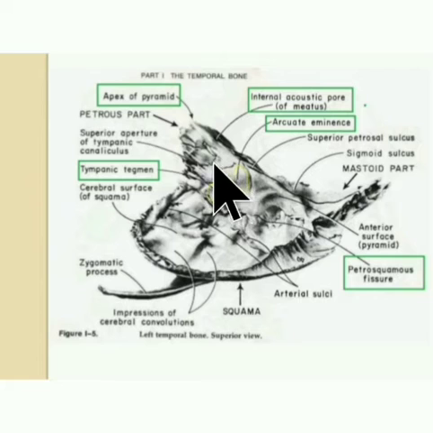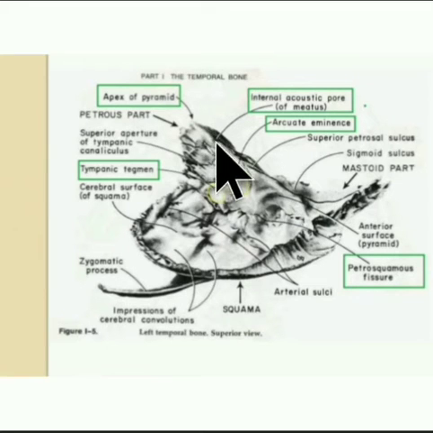So here this is the anterior surface, and it forms an eminence which is the arcuate eminence, formed by the semicircular canal of the internal ear, and here forms a roof of the tympanic cavity which is called the tegmen tympani. And you can see here is the fissure which connects the petrous part and the squamous part of the temporal bone, which is the petrosquamous fissure, and this is the apex of the pyramid, the petrous part of the temporal bone.